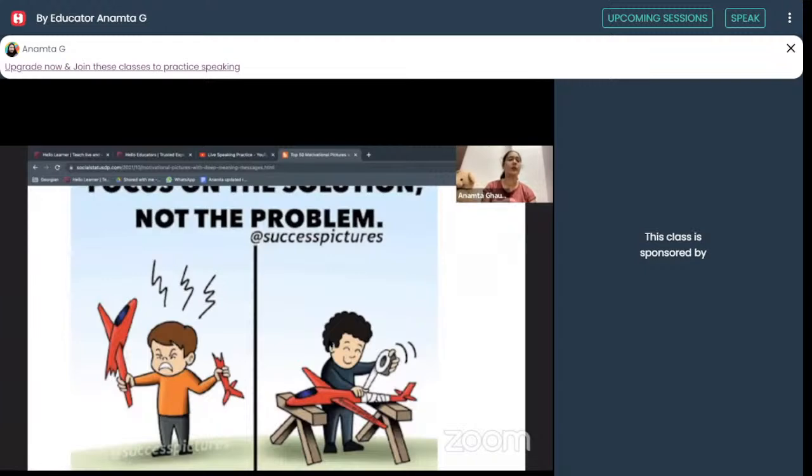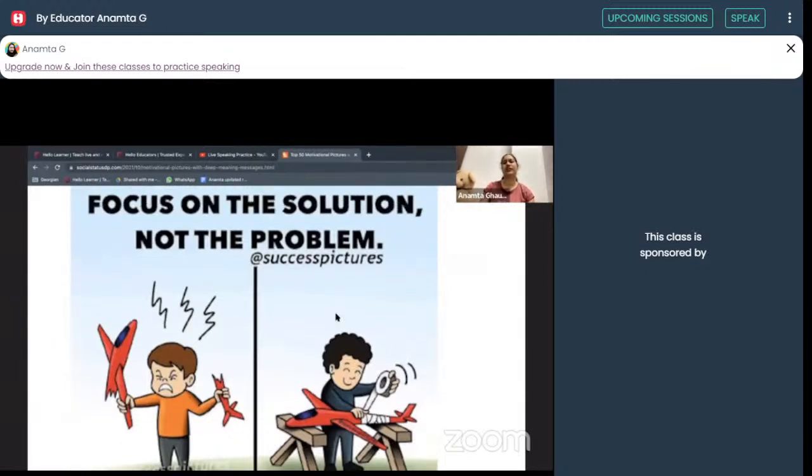Oh my god, this is my problem, my toy has broken, what should I do? On the other hand, we have this guy who is dealing with his broken airplane or this problem very simply, very calmly. He's trying to fix it with a tape. And guys, this picture gives us a very strong lesson in our life, because problems are everywhere, right? So we should focus on the solution, that how we can solve this problem. We should never think of the problem.